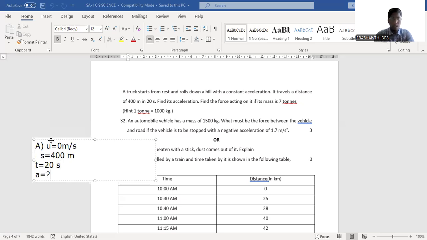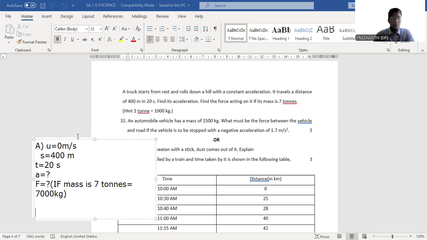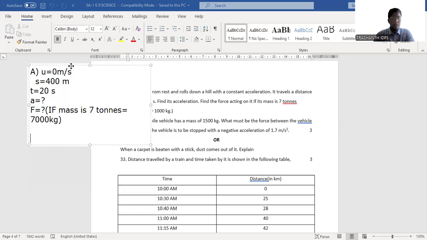We need to find acceleration, a is equal to question mark, and also find force, F is equal to question mark, if its mass is 7 tons. Hint: 1 ton is equal to how many kilograms? 1,000 kilograms. Then 7 tons equals 7,000 kilograms, right? Now what do we need to find? Very simple then. We need to find acceleration.